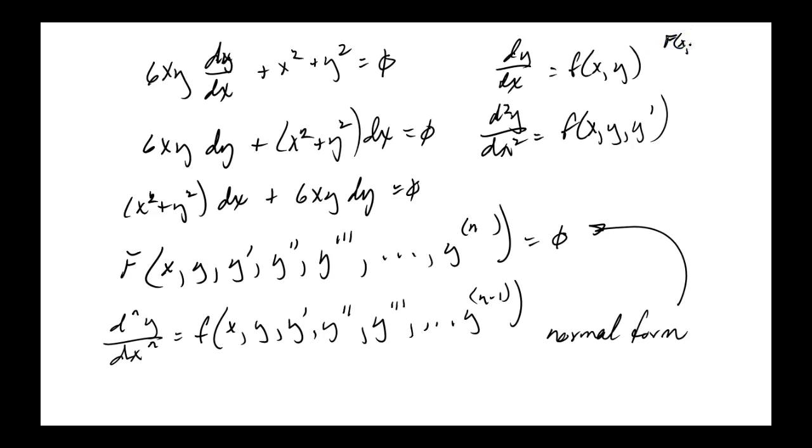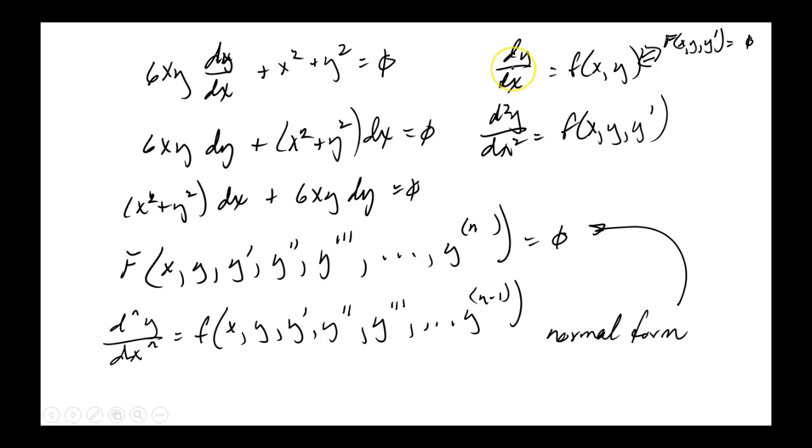of x, y, y prime is equal to 0. So these two are equivalent forms.